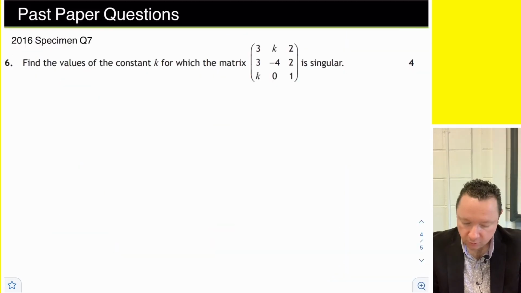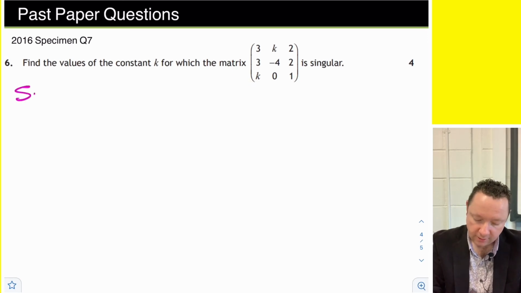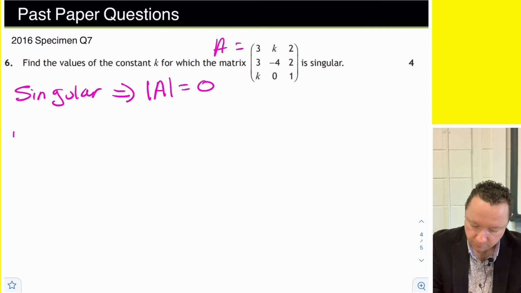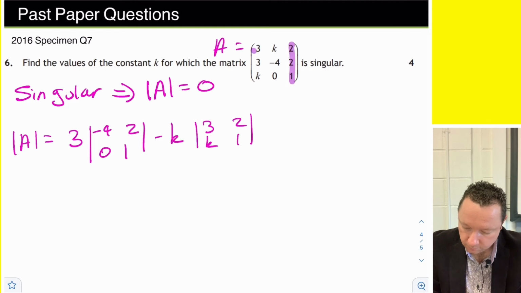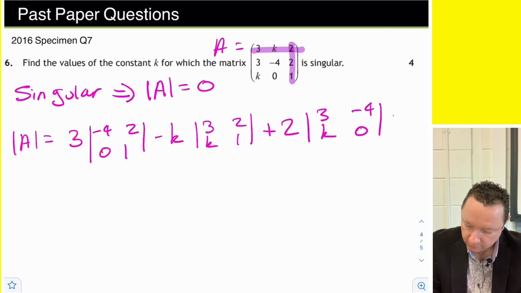And we're done. So this comes from the 2016 specimen paper, question 7. Find the values of k for which this is singular. So remember, once again, singular implies the determinant of, let's call it matrix A, equals nothing. 3 times minus 4, 2, 0, 1. Take away k times 3, 2, k, 1. Plus 2 times 3, minus 4, k, 0. And we're going to say that equals nothing.